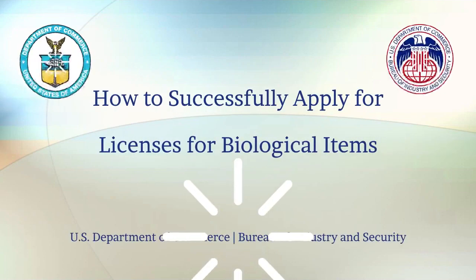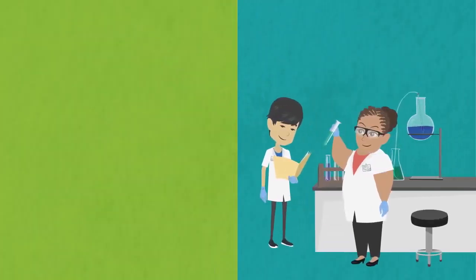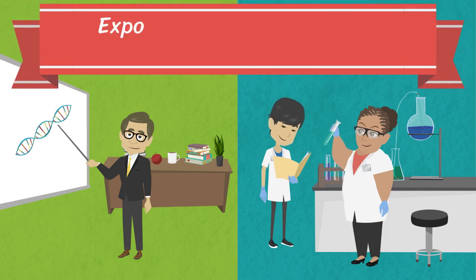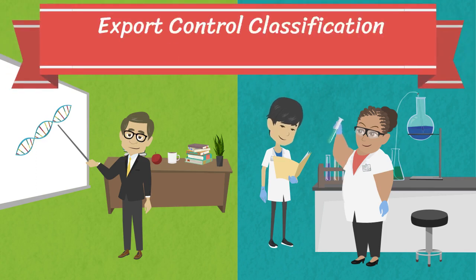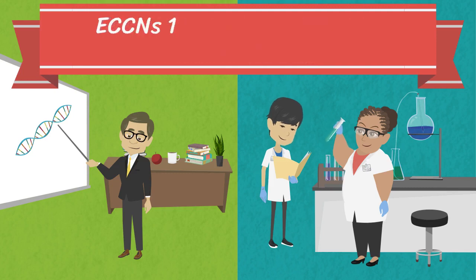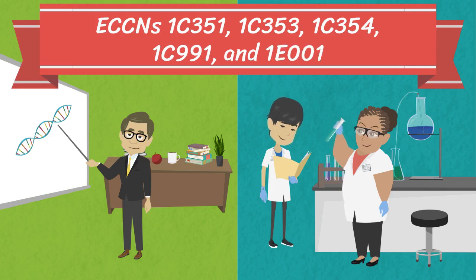The Bureau of Industry and Security presents How to Successfully Apply for Licenses for Biological Items. This video provides instructions for those in the life sciences and pharmaceutical industry sectors and academia on how to apply for licenses for biological items controlled under Export Control Classification Numbers, or ECCNs 1C351, 1C353, 1C354, 1C991, and the related technology controlled under 1E001.